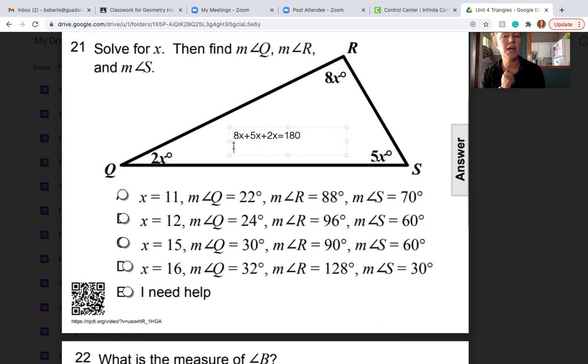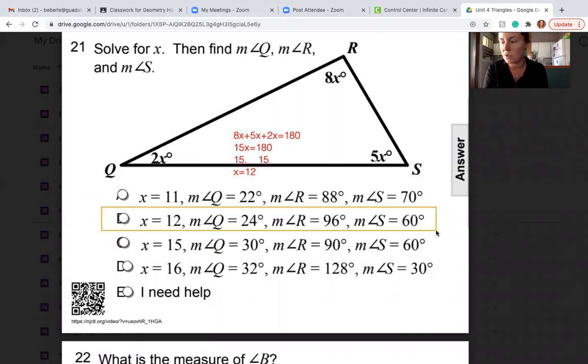All right, then we need to combine our like terms. So we have an 8x, a 2x, and a 5x. Those combine to be 15x, and it's going to equal 180. We'll divide both sides by 15. Can anybody tell me in the chat box what you got for your final answer? Perfect. I got 12. So if you notice, there is only one answer choice here that you get 12 for, right? So that has to be the correct answer, right?